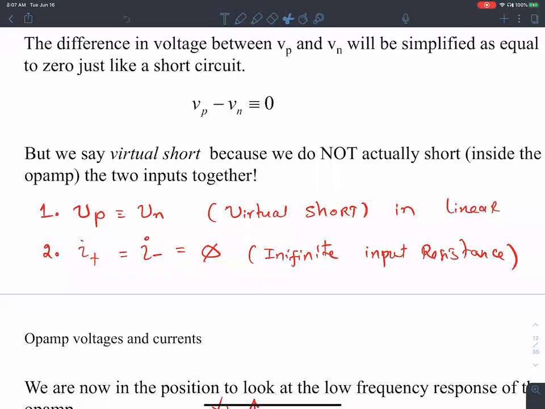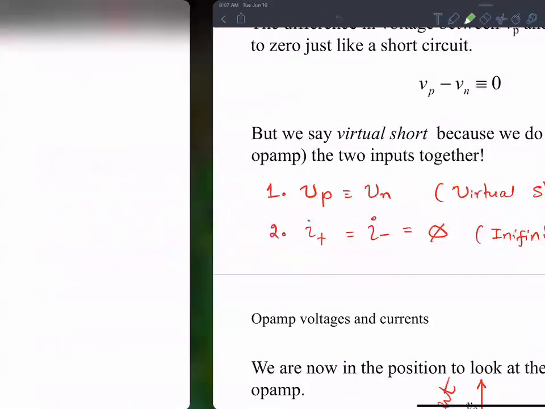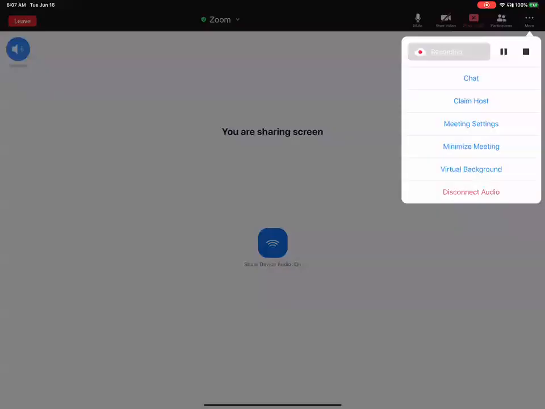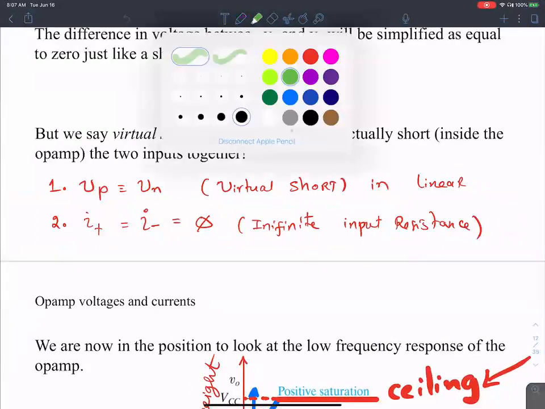Okay, just give me a second. I'll have to reconnect it. Okay, so what we did was this.